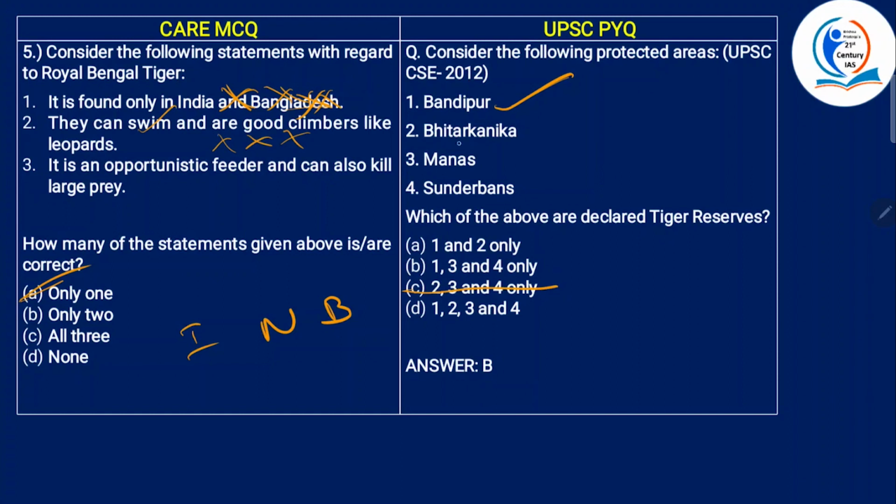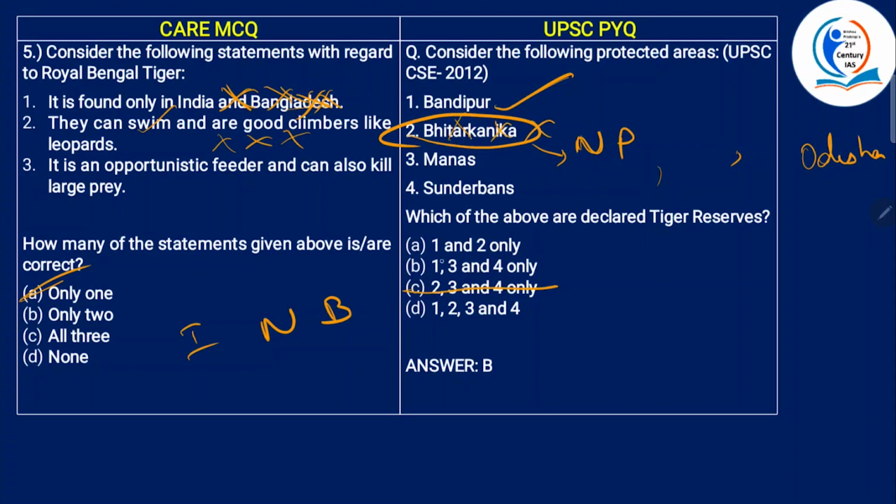Now, second one, Bhitarkarnika. See, Bhitarkarnika is a national park. It is not a tiger reserve, and it is the breeding place for saltwater crocodiles, and it is the largest colony for olive ridley sea turtles. You getting my point? And it is also the second largest mangrove ecosystem of India. It is in Odisha. Okay, so see, these are some basics about Bhitarkarnika. It is a national park, not a tiger reserve.